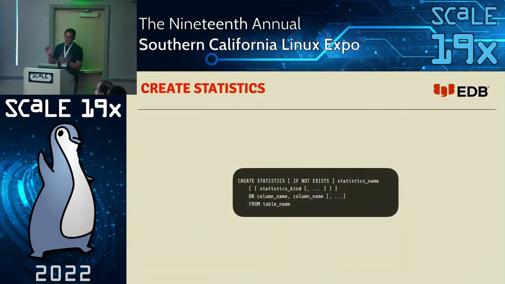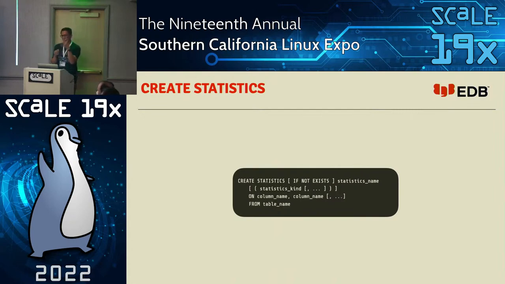Now, there are sometimes where you're going to see that the query planner didn't choose an index that you expected it to use, and sometimes it's caused by rows or columns that are correlated, but the database doesn't know about it.